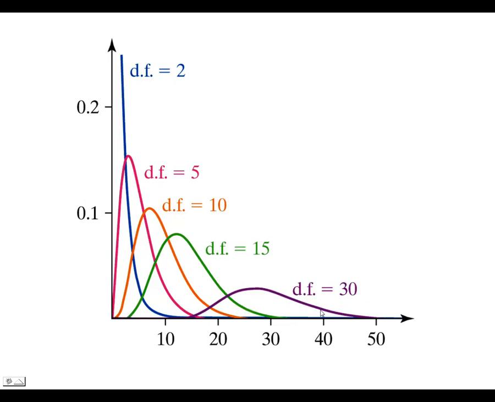Now, in every case, we're going to deal with a right-tailed distribution, so much like what we did with the F and ANOVA. We're going to only have right-tailed tests when we're dealing with the chi-squared distribution.